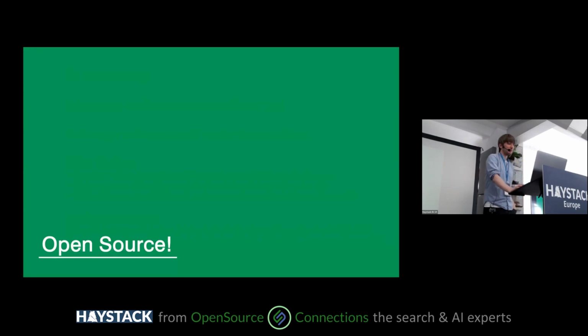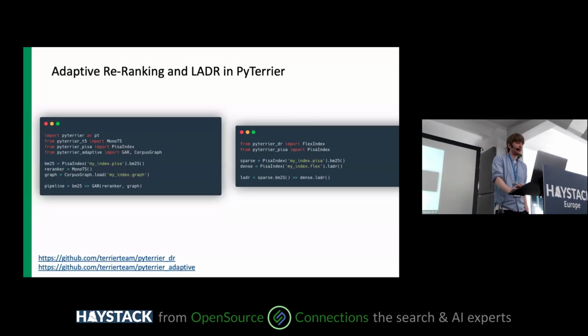Okay. On top of that, these techniques are open source and ready to use. So they're not just an idea of an academic in an ivory tower or something like that. These are ready for you guys to use today if you like. So at the University of Glasgow, we have this platform called PyTerrier, which lets you glue together all these different components in different ways. There is an adaptive re-ranking and LADR component in PyTerrier to let you play around with that.